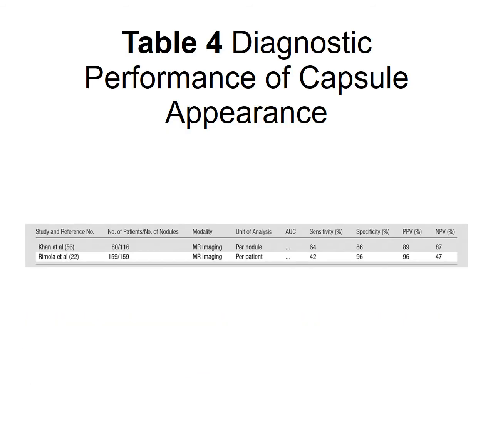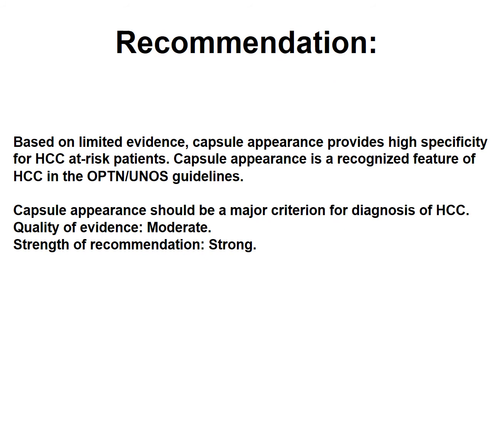Now, in terms of the diagnostic performance of the capsular appearance, you can see that the sensitivity is low, but the specificity is really high, and as a standalone feature or in combination with size it may be a better predictor of HCC than washout appearance alone. So the recommendation is that, based on limited evidence, the capsule appearance provides high specificity for HCC, and it's a recognized feature for HCC, so it should be a major criterion for the diagnosis of HCC.